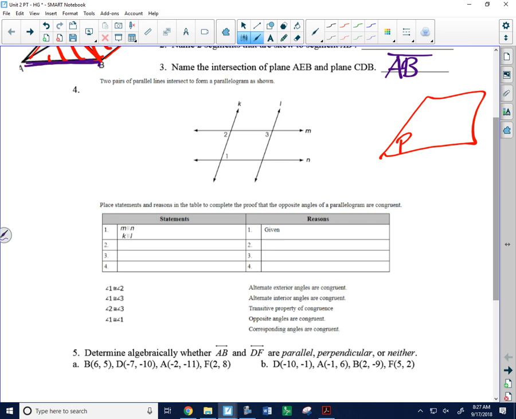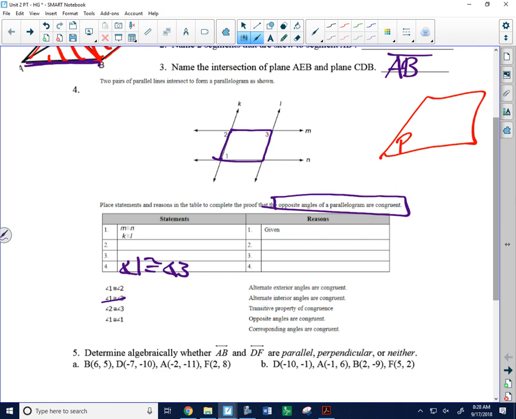So first of all, you have to know what you're trying to show. Place statements and reasons to complete the proof that opposite angles of a parallelogram are congruent. So you first had to see that that was the parallelogram. And the opposite angles are 1 and 3. They didn't say alternate interior. That's different. Just opposite angles in the quadrilateral. So it's 1 and 3. So that's going to go here. Remember, if that's what you're trying to prove, that's going to be the last statement there.